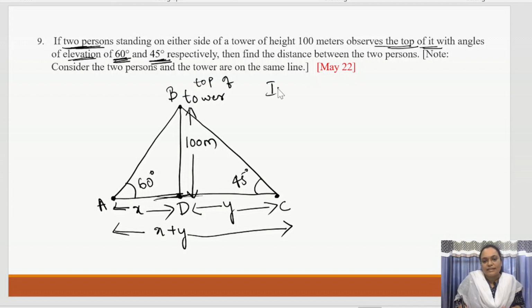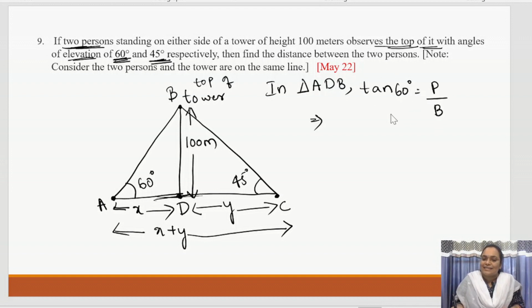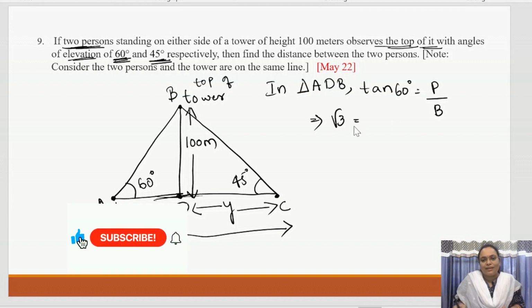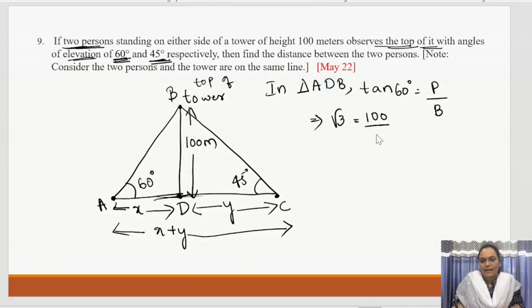Let us take triangle ADB. We can apply tan 60 is equal to perpendicular by base. What is tan 60? Tan 60 is root 3. Root 3 is equal to perpendicular 100 by base x. So, x is equal to 100 by root 3 meters.